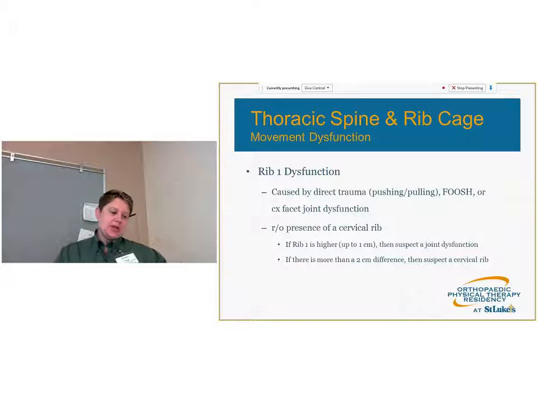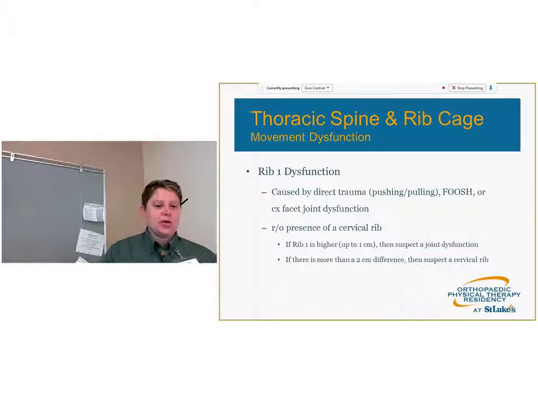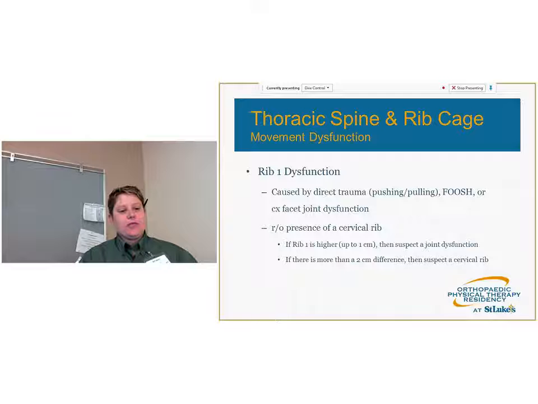Rib 1, we probably see this a lot more than we realize. Rib 1 dysfunctions can be caused by direct trauma. If someone's doing an aggressive pushing or pulling type injury, they have a Fuchs injury, or if there's a cervical facet joint dysfunction, especially because of how the scalene is attached to the rib. So you want to make sure that before you do any manual therapy techniques to rib 1 that you're ruling out the presence of a cervical rib.